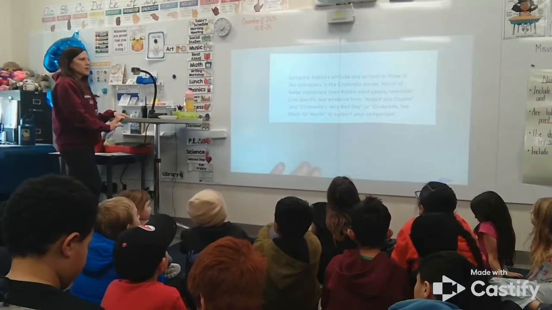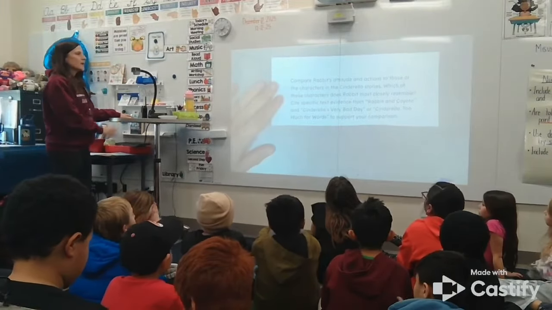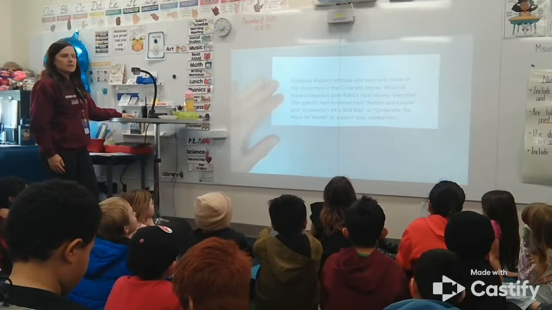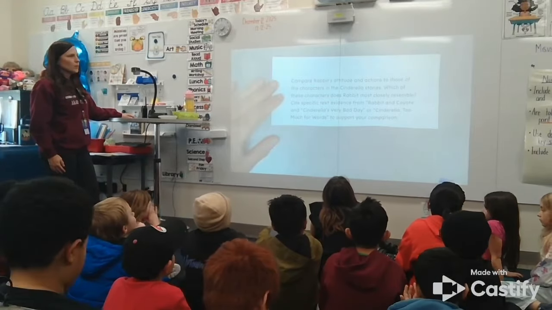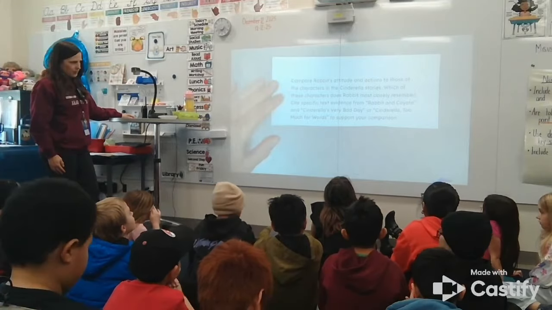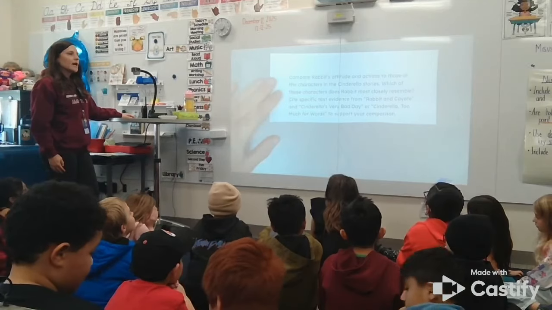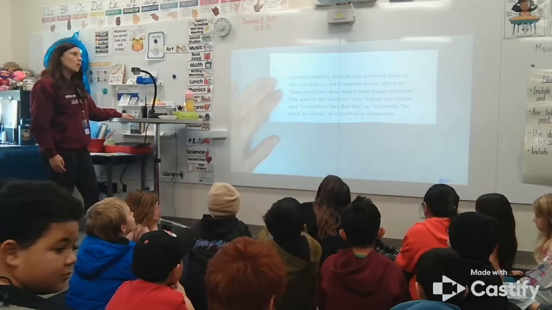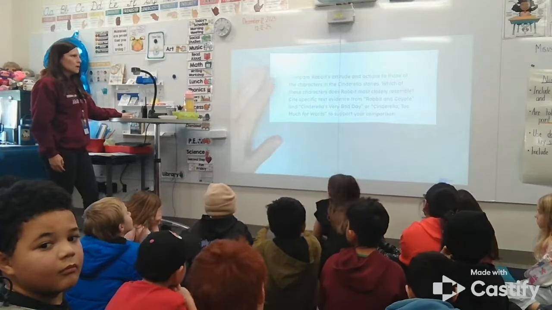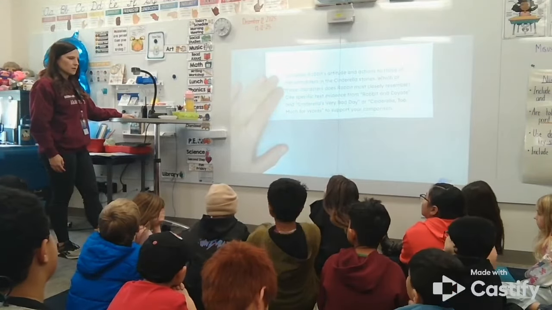So, my question that I have to answer today is a big question. It says, compare Rabbit's attitude and actions to those of the characters in the Cinderella stories. Which of these characters does Rabbit most closely resemble? Cite specific text evidence from Rabbit and Coyote and Cinderella's Bad Day or Cinderella Too Much for Words to support your comparison. When I see this, my brain goes, wow, that's a big question with a lot of words.